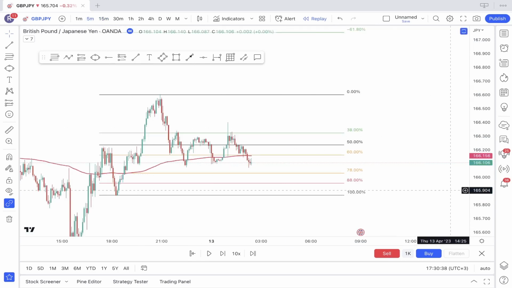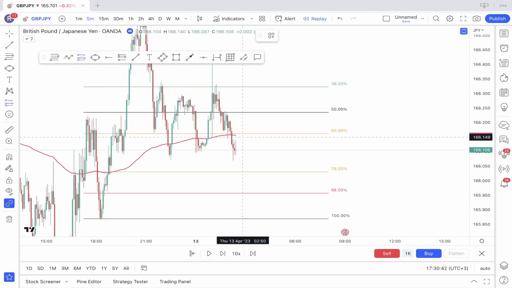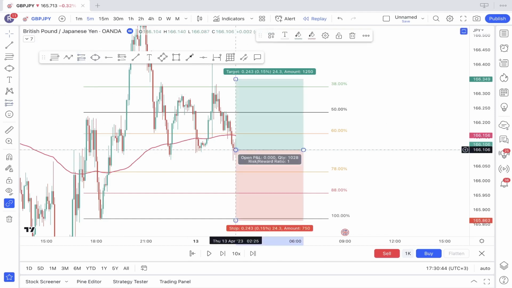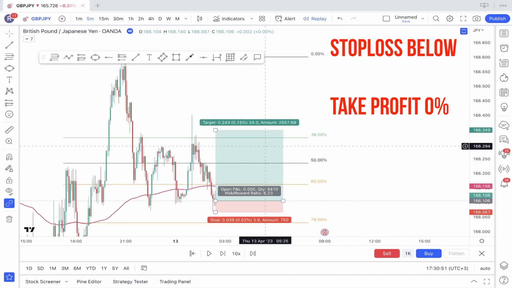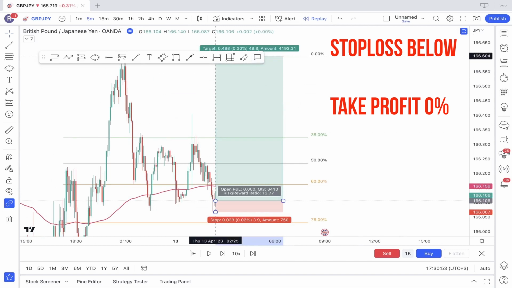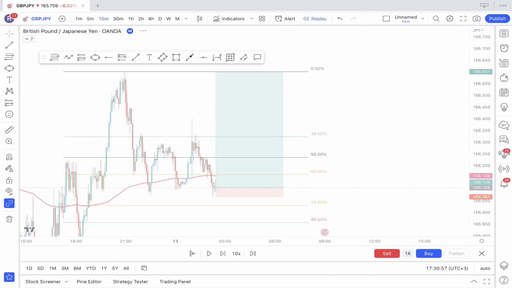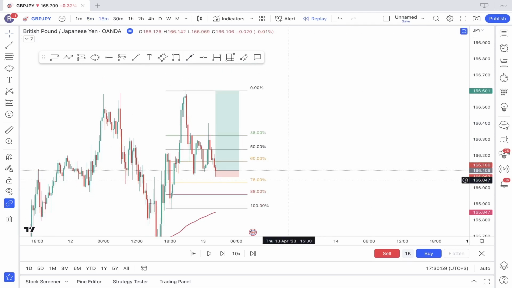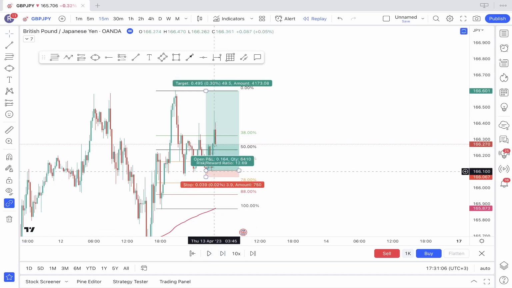Let's go on the 5-minute, and we have a doji. Okay, we have a doji right there. We would have entered right on the closure. Stop loss would have been right below, and then again take profit at the 0%. Okay, so let's go back on the M15 and play the market to see how this would have played out. All right, so again, unfortunately this would have been a break even, but let's see if we would have had a re-entry.